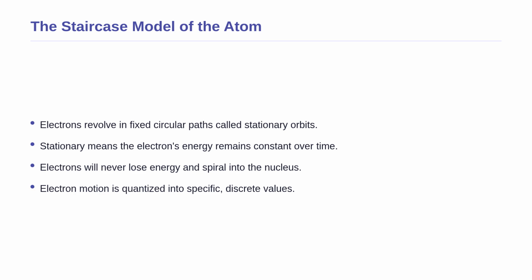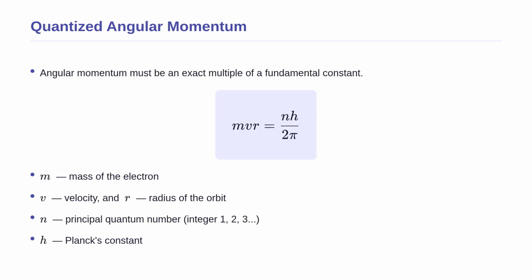The word stationary does not mean the electron is standing still. It means the energy of the electron in that orbit is constant. Furthermore, Bohr introduced the concept of quantization. This means that properties of the electron can only have specific, discrete values, much like whole numbers, rather than a continuous sliding scale.